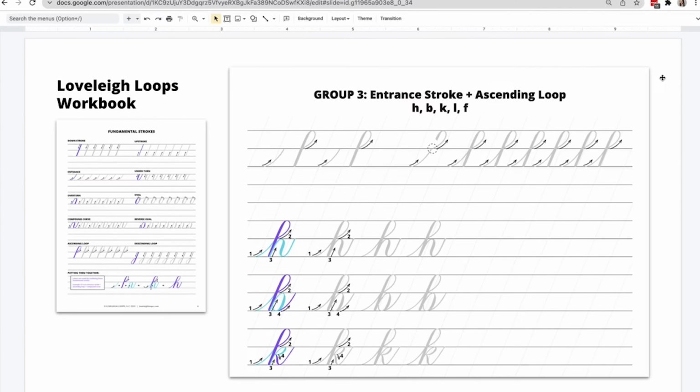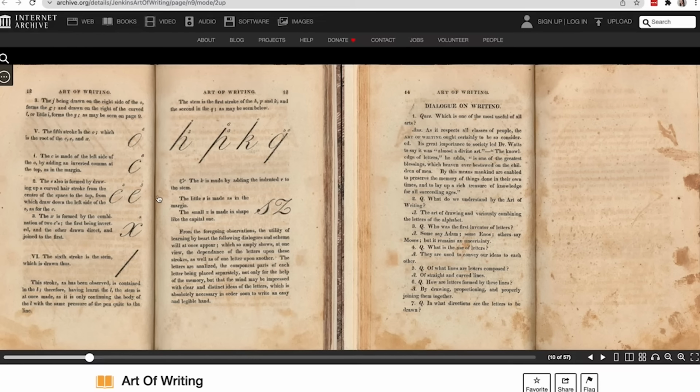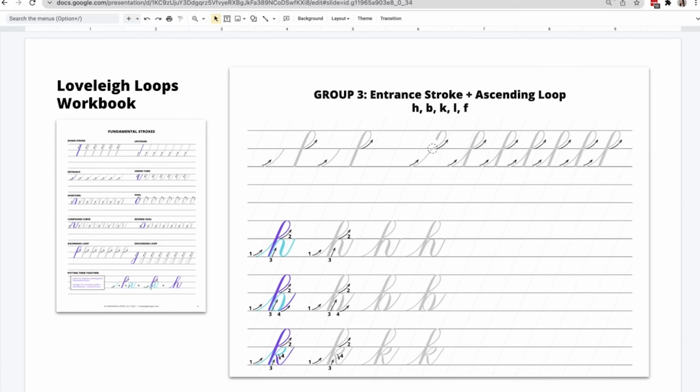The other unique approach for us is that we don't teach the letters in alphabetical order. You might find that some calligraphers do alphabetical order and some don't. In some of these earlier books, they were grouping them by different strokes. You can see here these letters are grouped together, these letters are grouped together. So the way that different calligraphers group their letters is also unique as part of their approach. Here's just a screenshot from one of our pages that shows this group of letters that have these strokes in common, the entrance stroke and the ascending loop, and these are the letters in that lowercase group.